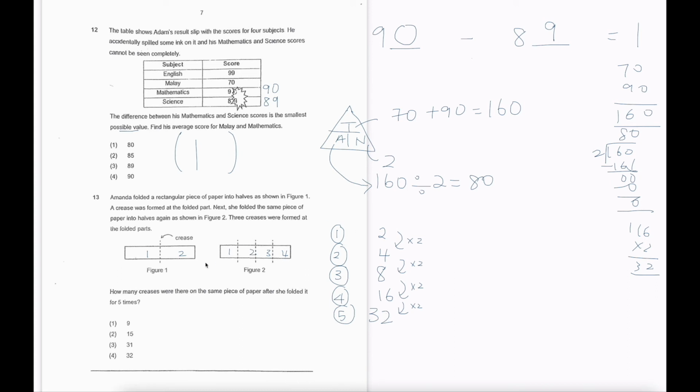Okay, so do you realize that when it's folded into 2 parts, I get 1 crease. When I fold it into 4 parts, I get 3 creases. So it's always the value minus 1. So if I fold it 3 times and it's 8 parts, I'm getting 7 creases. So when I fold it 5 times, how many creases will there be? I just need to take 32 minus 1 to get 31. Okay, so my answer is option 3.